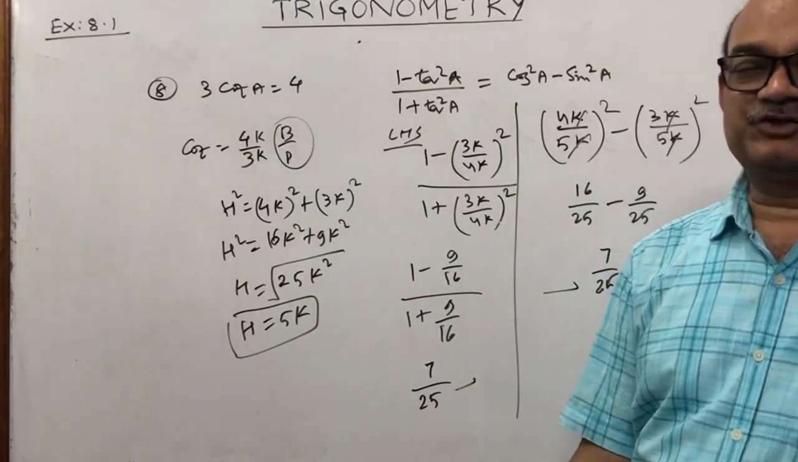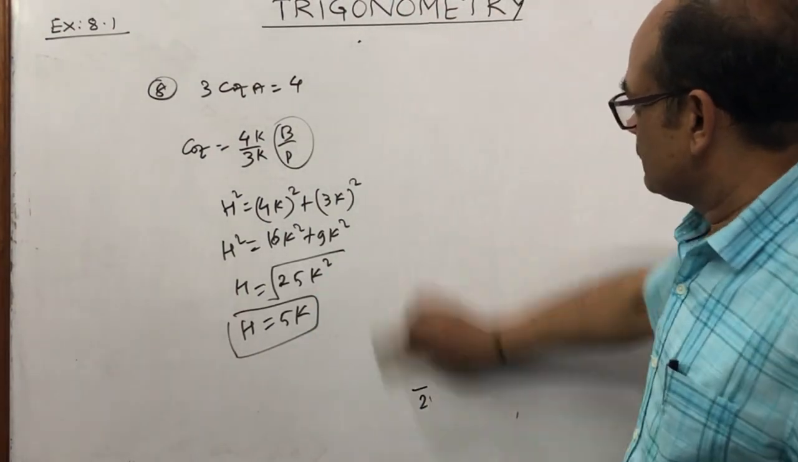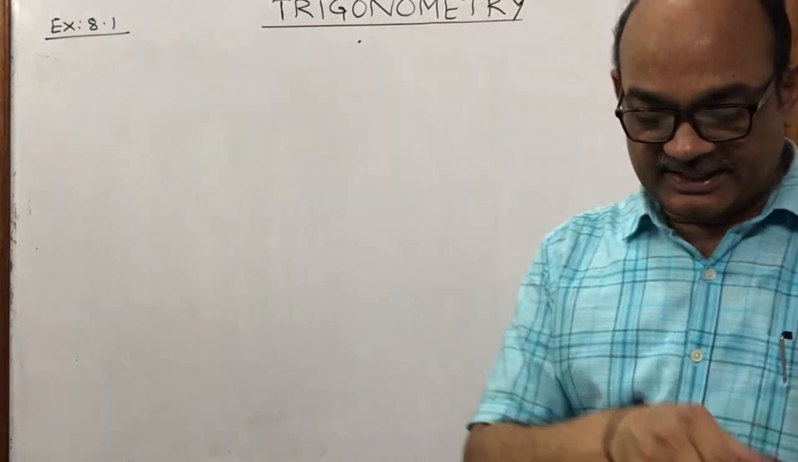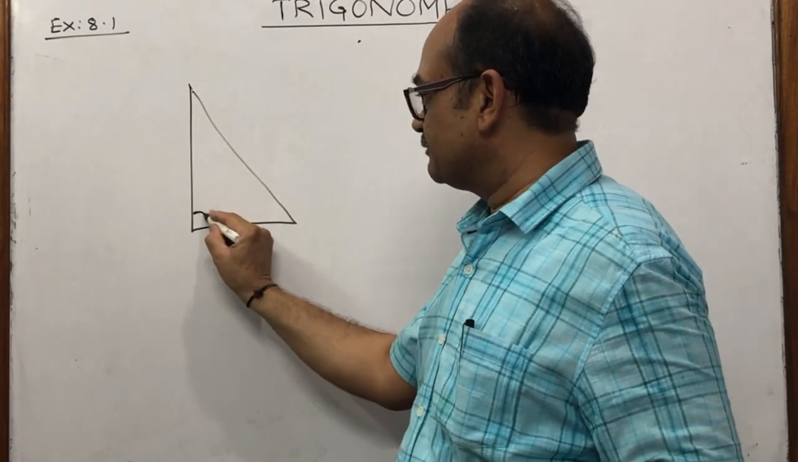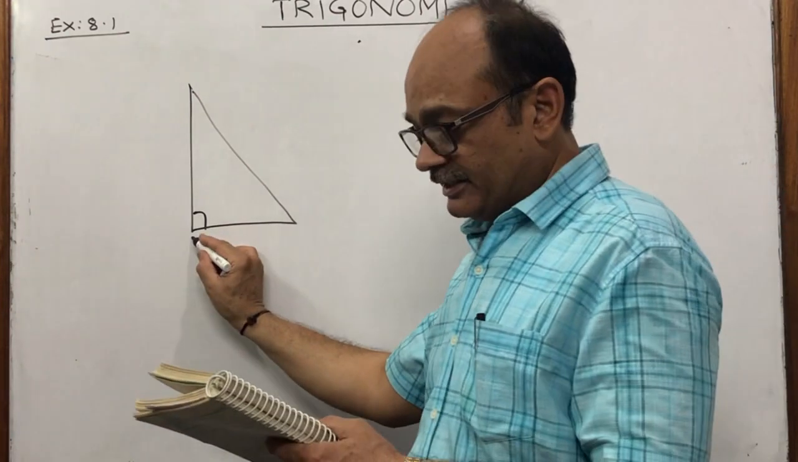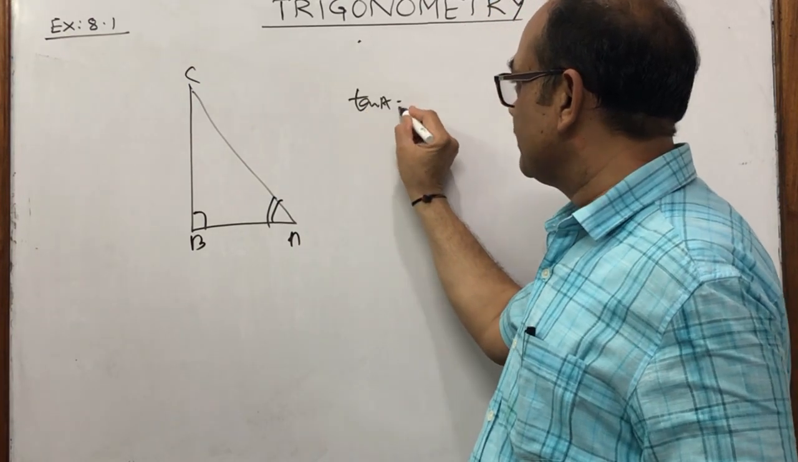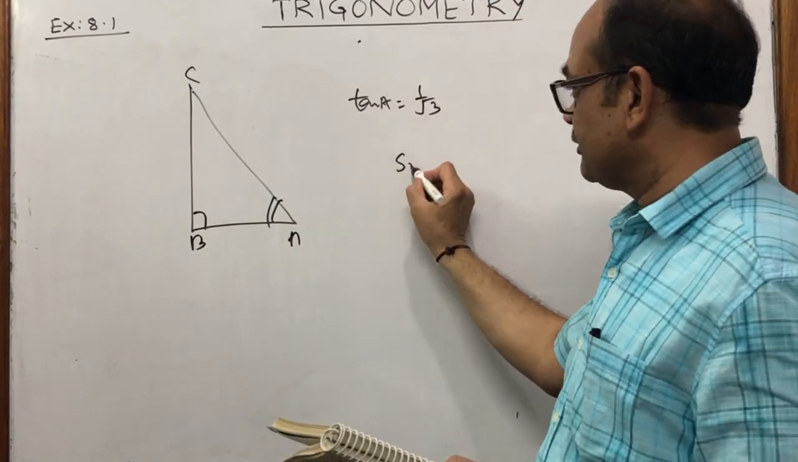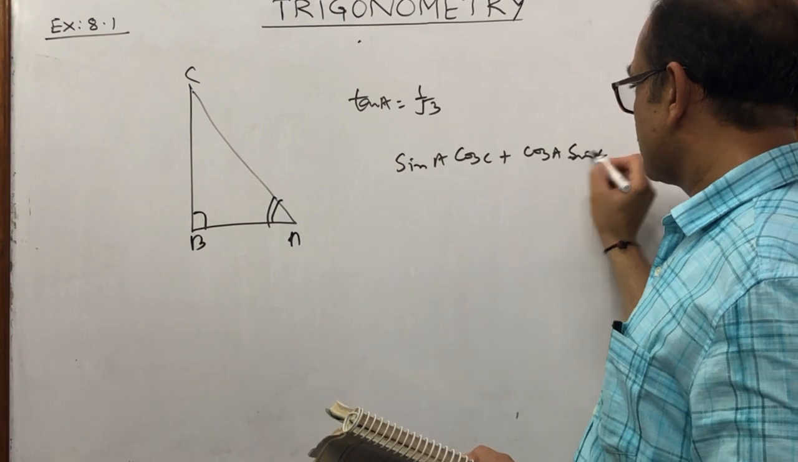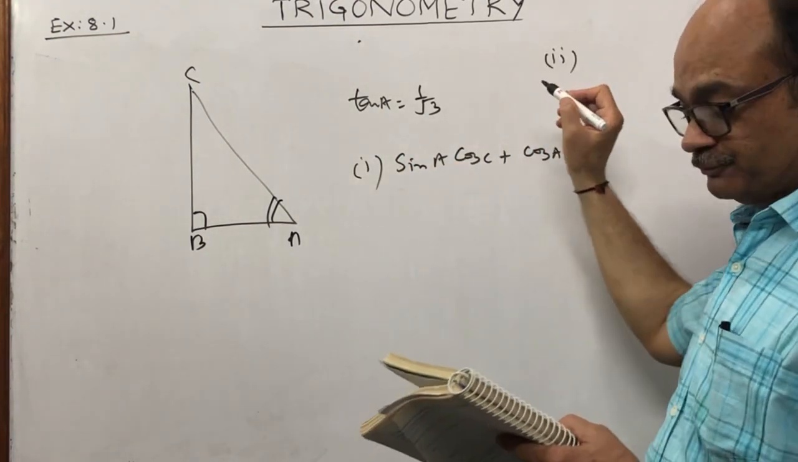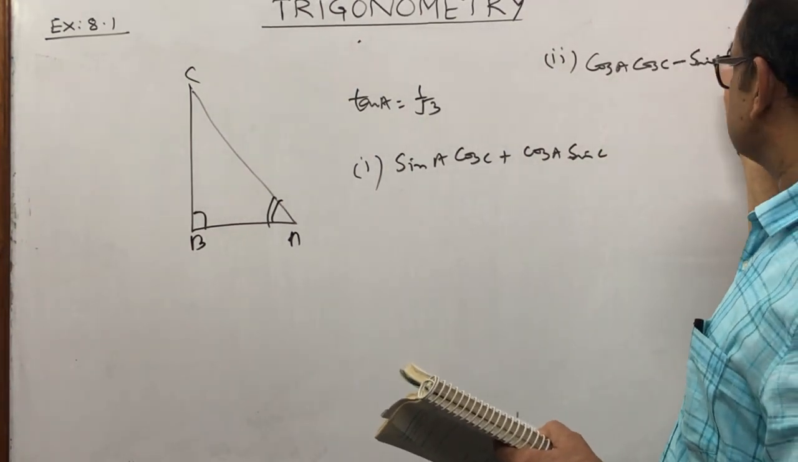Again, these types of questions are said to be identities. We'll solve them in the next exercise. Next is sum number 9. In a triangle right angled at B, an important point is where it is right angled, because everything is decided by this 90 degrees. Right angle at B and tan A is given as 1 by root 3. You have to calculate the value of first, sin A cos C plus cos A sin C. And second, you have to prove cos A cos C minus sin A sin C.